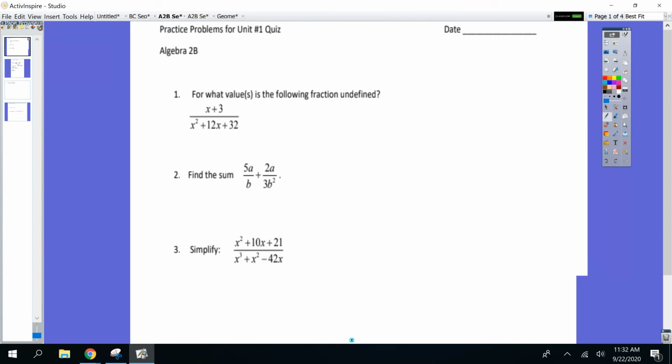Here we go. Number 1. What value makes this fraction undefined? It has been a while since we talked about the word undefined. When is a fraction undefined? What's in the bottom? 0. So I want to know when the denominator equals 0.